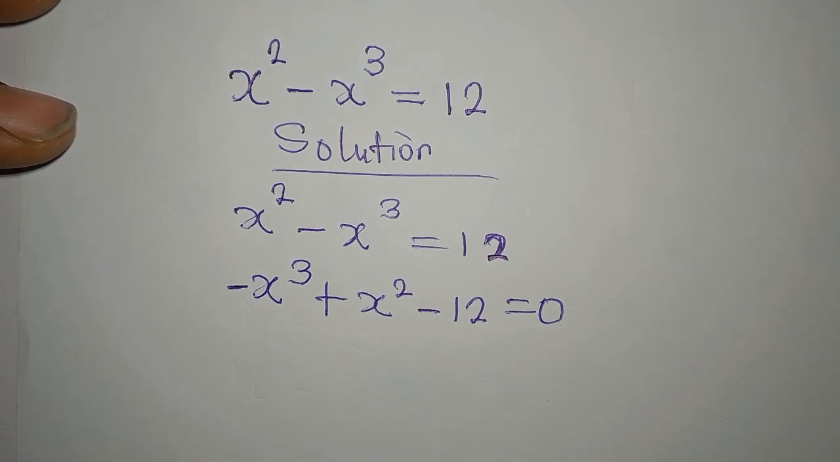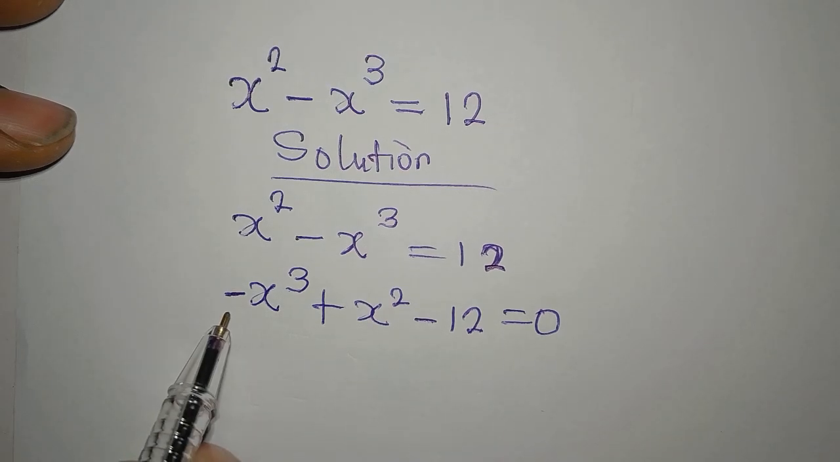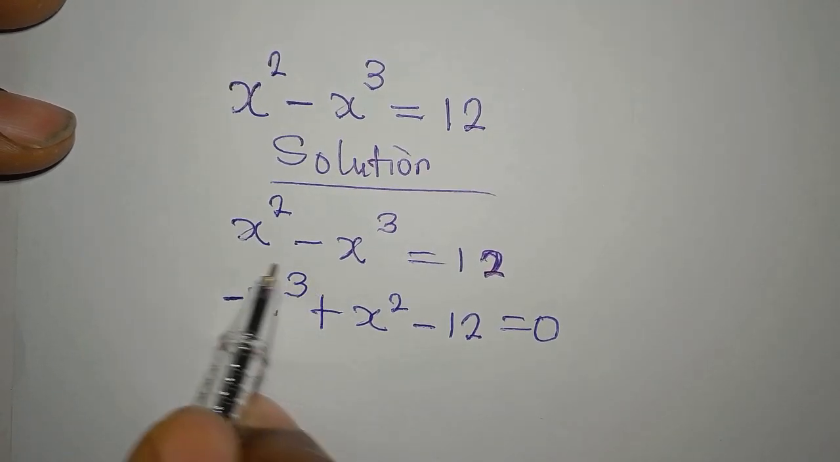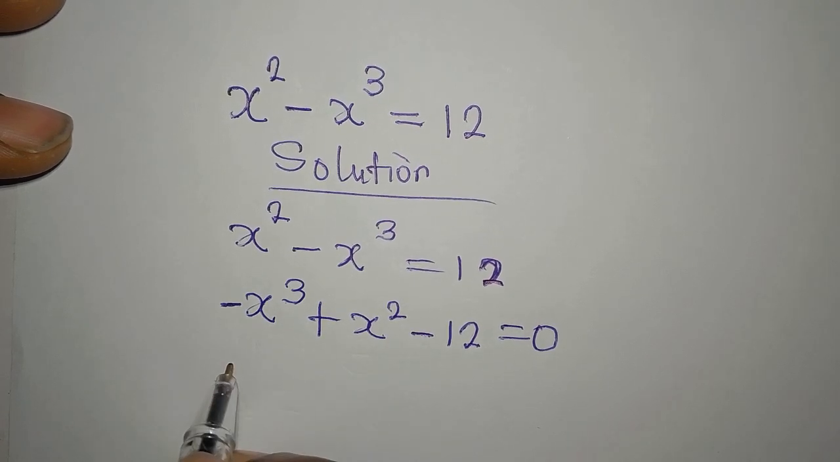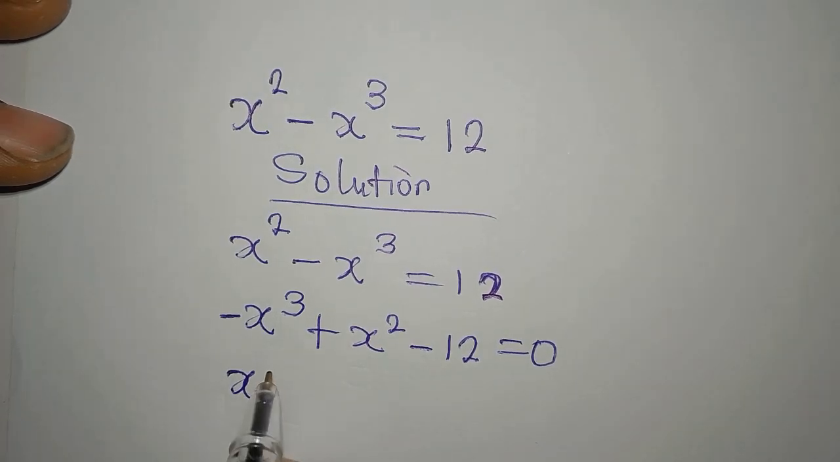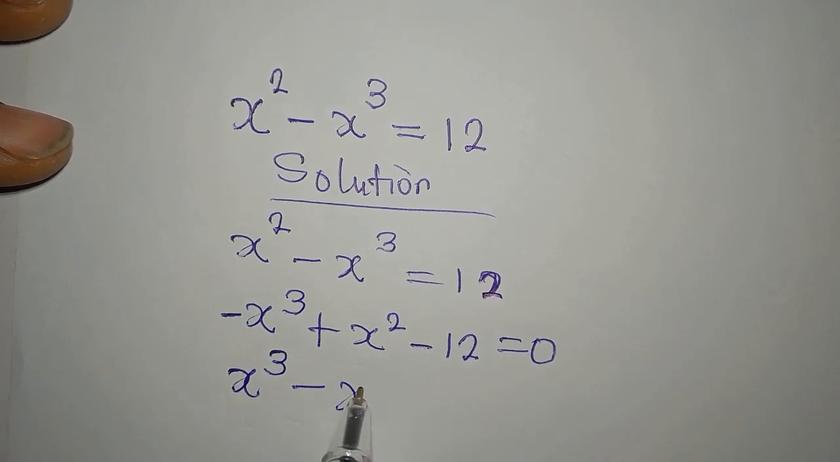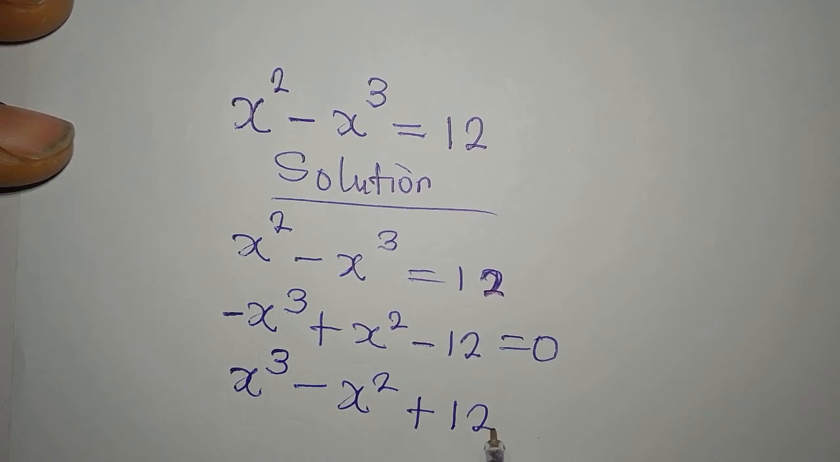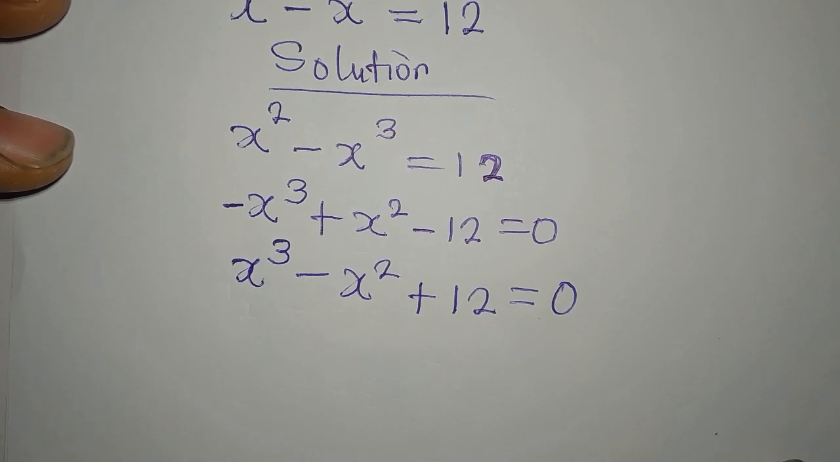Now, what will I do? I can multiply all through by negative 1 to ensure that the first term here does not have a negative coefficient. So if I multiply this by negative 1, we have x to the power of 3, then this becomes negative x to the power of 2, then this becomes plus 12, and everything is equal to 0. Remember that we cannot have negative 0.